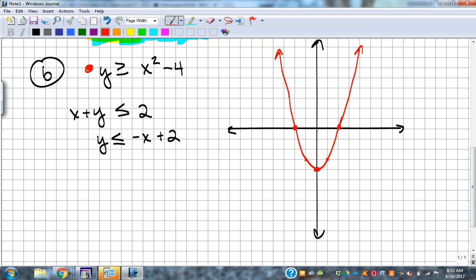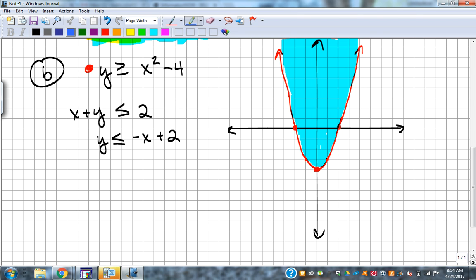Shading, there's not a left side, right side, there's an inside, outside on the parabola. I'm going to shade either the inside of it or the outside of it. So let me check the origin if I can. And I can because it doesn't go through it. So 0 greater than negative 4. Yeah, it is. So I'm going to shade the inside of this parabola. So everything inside there, including the solid red line, are the solutions to that inequality.